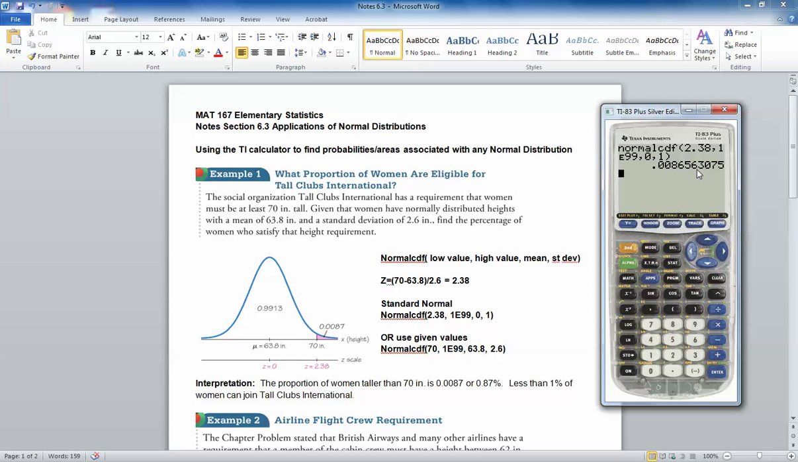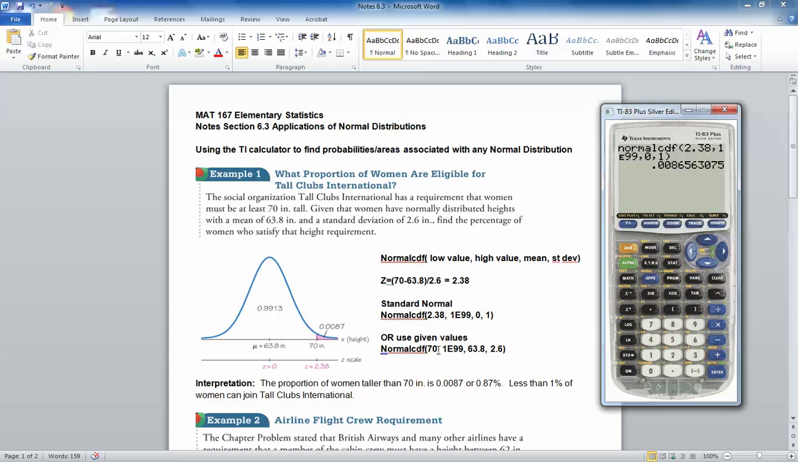0.008656 is the probability. If you change it to a percentage, that's about 0.866. So less than 1% of the population of females is taller than 70 inches. Actually, 0.866%.